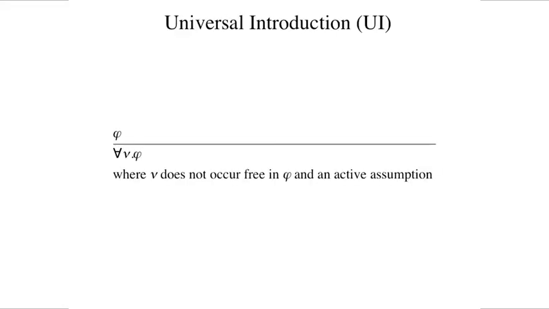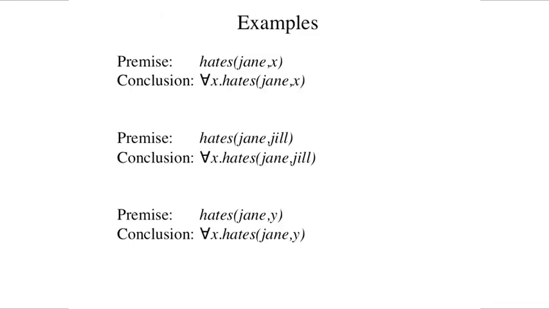Universal introduction allows us to reason from arbitrary sentences to universally quantified versions of those sentences, subject to a constraint that we'll discuss shortly. Typically, UI is used on sentences with free variables to make the quantification explicit. For example, if we have the sentence hates Jane X, then we can infer for all X hates Jane X.